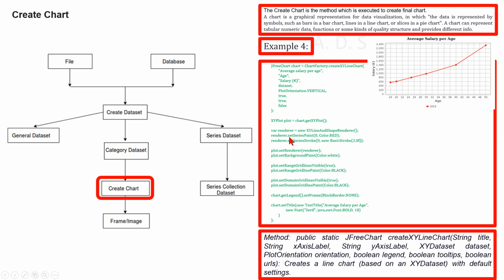Here the setSeriesPaint returns the paint used to fill an item. It basically sets the paint used for a series and sends a renderer change event to all registered listeners.